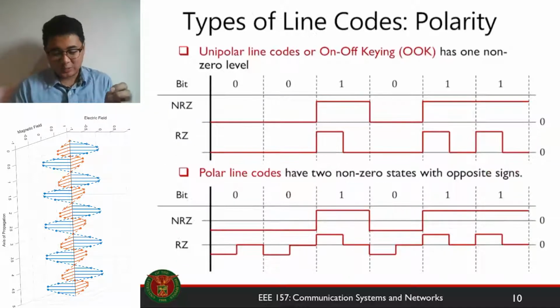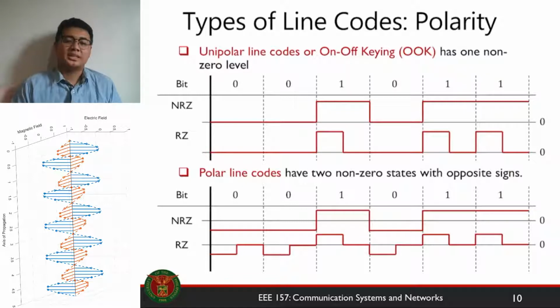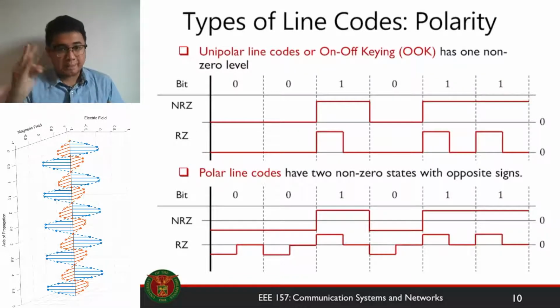The first category of line codes is polarity. There are three types here for the polarity of line codes. The basic one is what we call on-off keying, or the unipolar line codes. It only has one non-zero level. If the input is bit 1, the output is a high voltage. If the input is bit 0, the output is a low voltage.